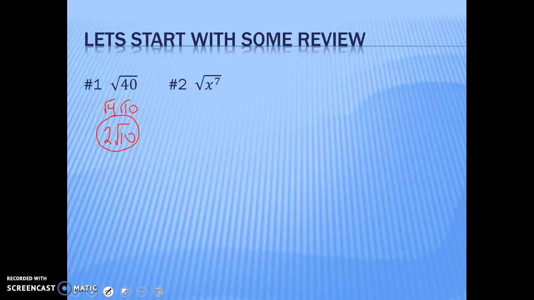We can do the same thing with number 2, except this is a variable. We have x to the 7th. We know that the x's can be pulled out in pairs. The question is, how many pairs are there if we have 7 x's? Well, there's 3 pairs. And then we have one x that's left over that doesn't have a buddy to go out with. And so it's just x to the 3rd times the square root of x.